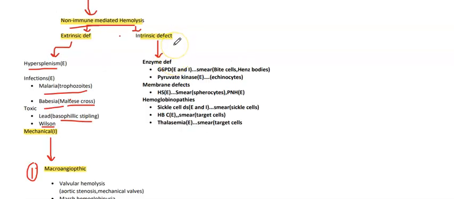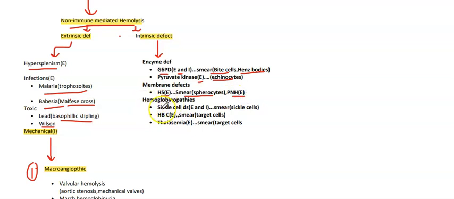While in intrinsic defects, we can have enzyme defects, membrane defects, and hemoglobin defects. In enzyme defects, we have G6PD, in which extravascular and intravascular hemolysis can both occur, and on smear you will have bite cells and Heinz bodies, while in pyruvate kinase deficiency extravascular hemolysis occurs and you can see echinocytes on smear. In membrane defects, we have hereditary spherocytosis, in which extravascular hemolysis occurs, and on smear we see spherocytes. While in PNH, paroxysmal nocturnal hemoglobinuria, we have intravascular hemolysis.